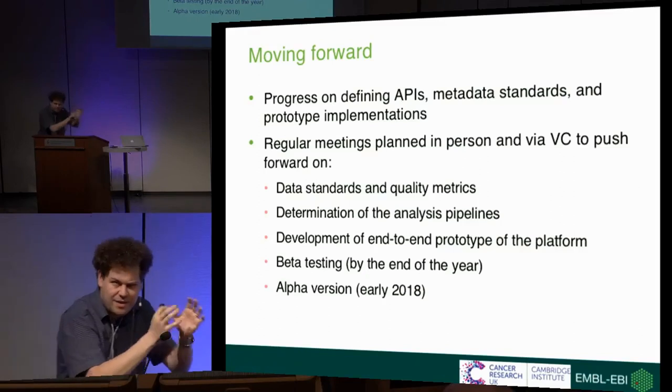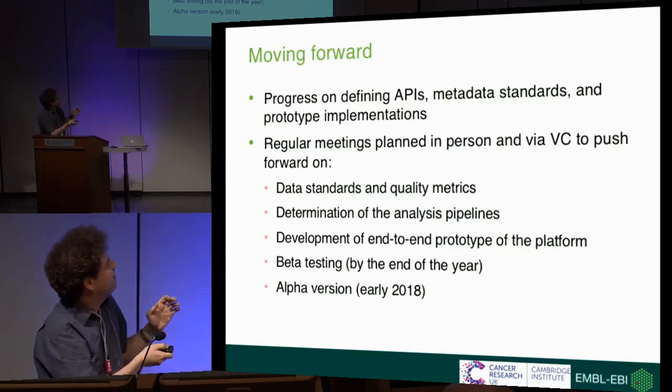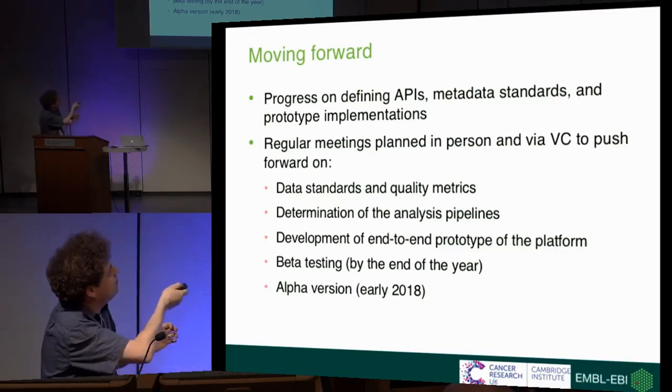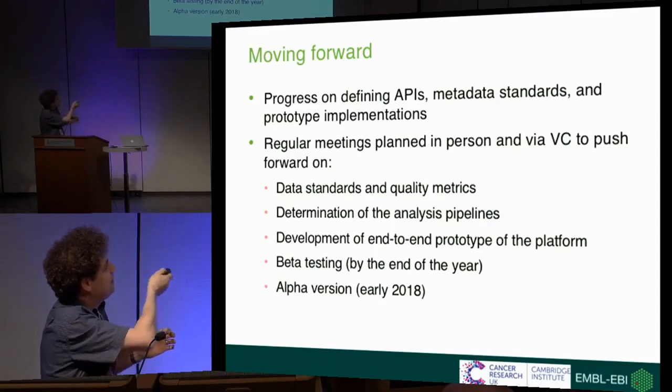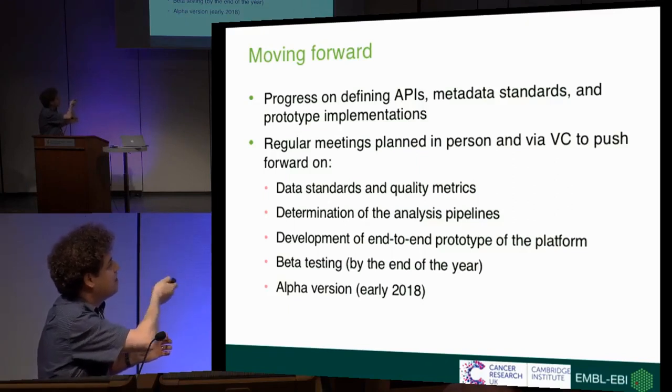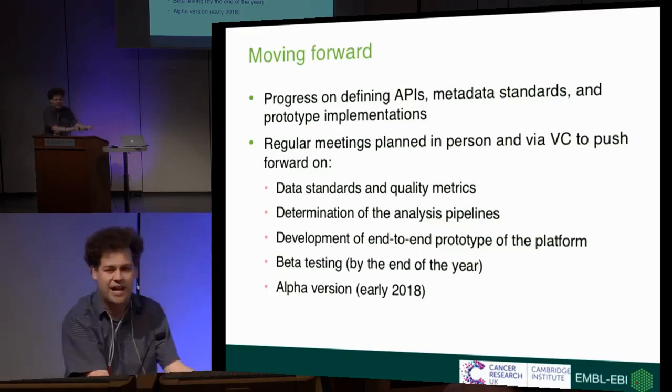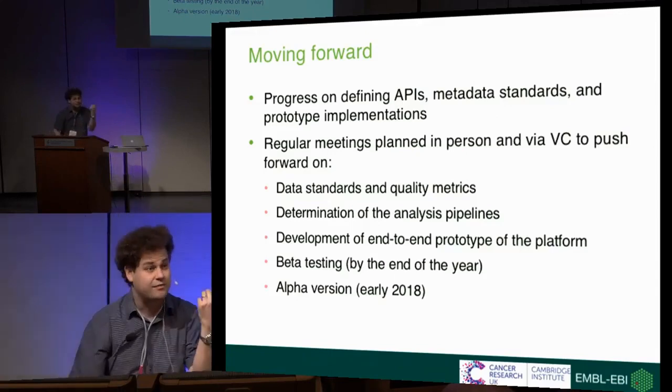We have, I think, probably a beta or maybe a gamma version of the analysis pipeline. We hope to develop an end-to-end prototype of the platform by the end of this year, which will be suitable for beta testing. And we anticipate that early next year we'll have an alpha version of this pipeline, at least for single-cell RNA sequencing data, that will be accessible to the whole community and thereby allowing the data to be shared across the whole scientific community.